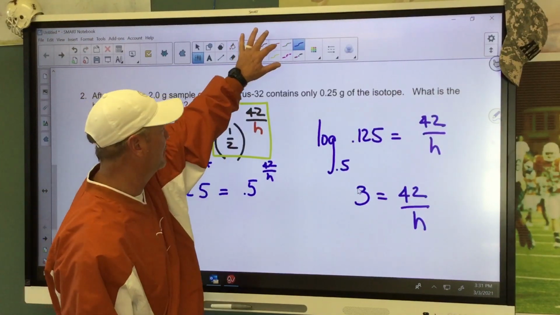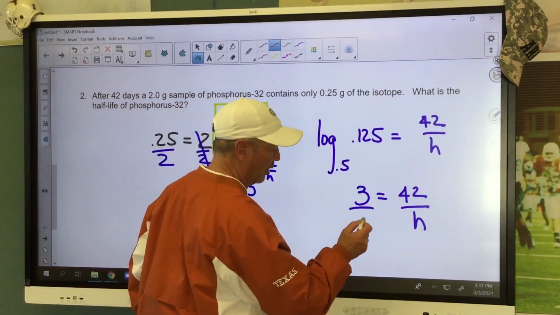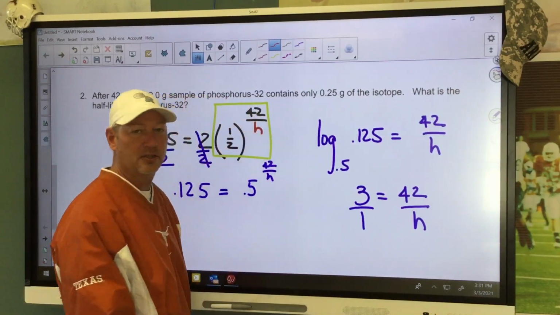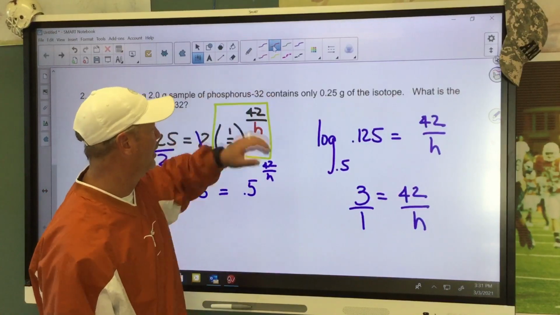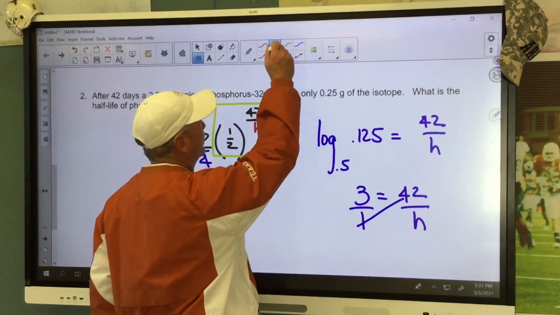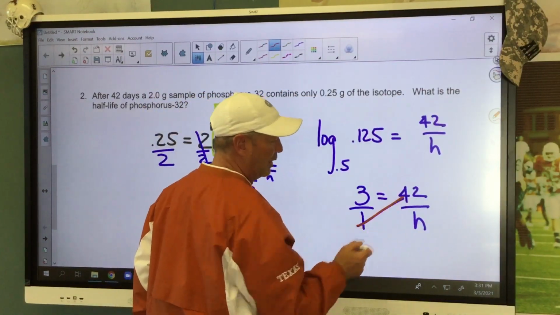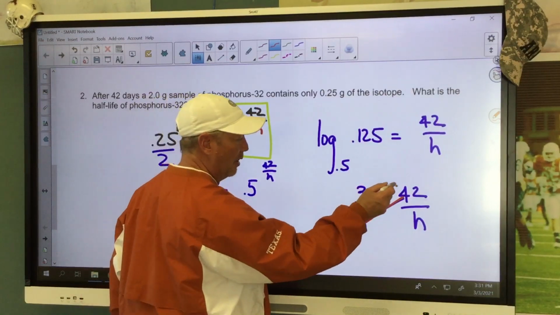That may bother you, but what if I made it look like something you've done a ton of? You've done a bunch of these. What if we set that up as a proportion? You've all solved a proportion. So we could cross multiply. We could say 1 times 42. 1 times 42 is 42.